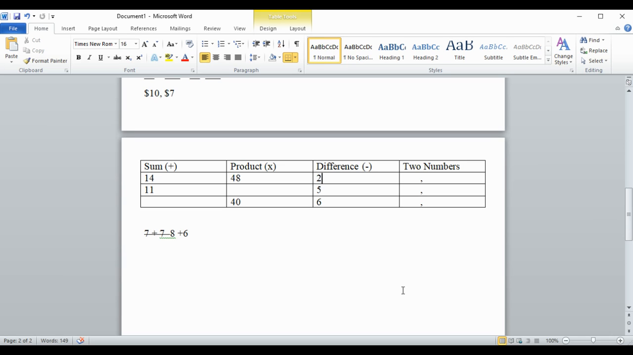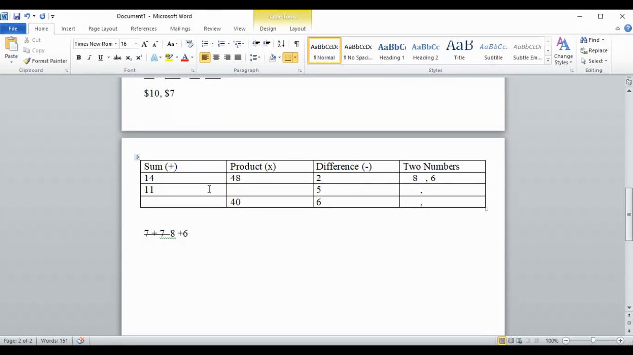Well, this is part 2 of Workbook 5.5, Solving Word Problems. And we were at this point right here where I had said 8 plus 6 equals 14, 8 times 6 equals 48, and 8 minus 6 equals 2. So we know that the two numbers are 8 and 6.